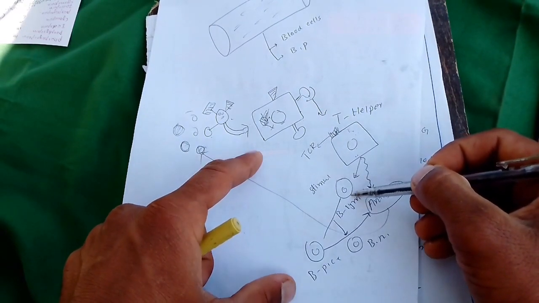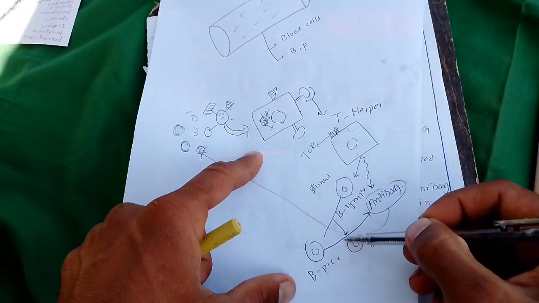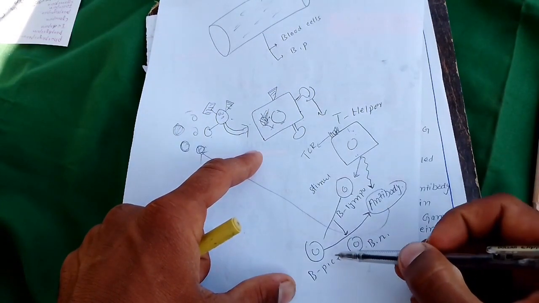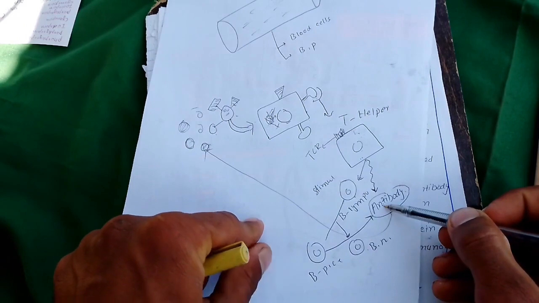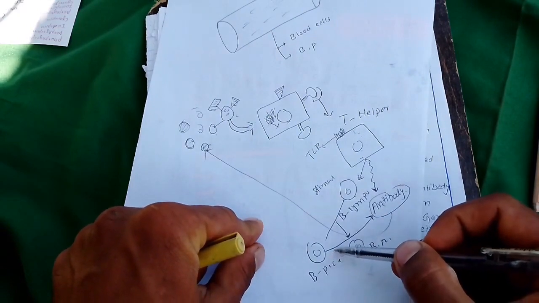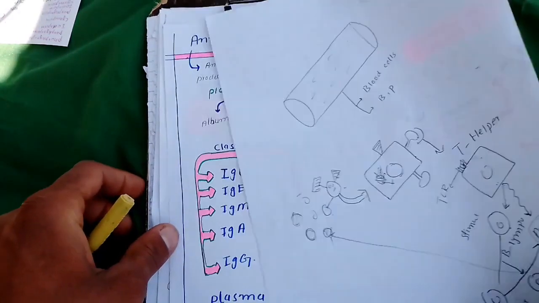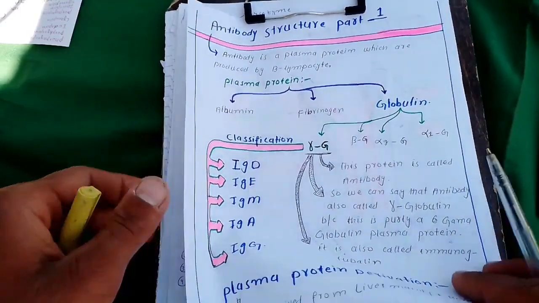The B lymphocyte is divided into two cells: B memory cell and B plasma cell. The B plasma cell produces antibody. This is the actual production of antibody, and the antibody fights against this bacteria. Okay, this is the production of antibody.